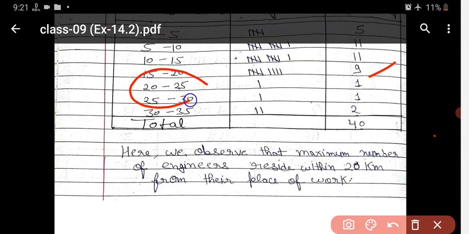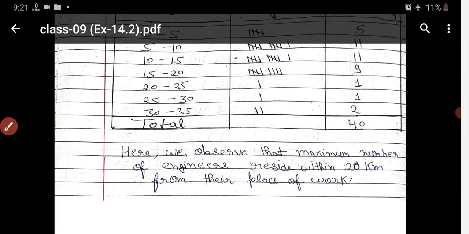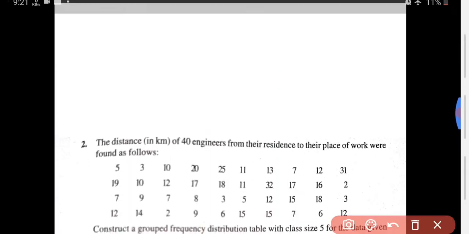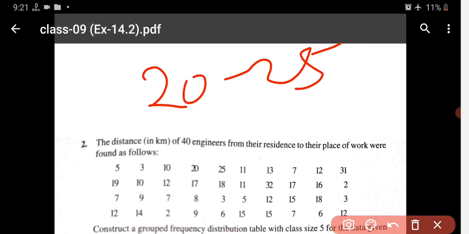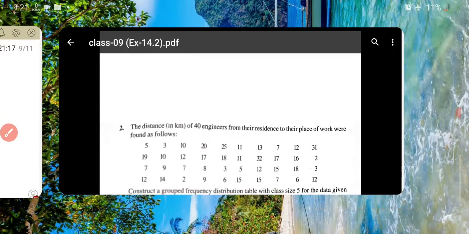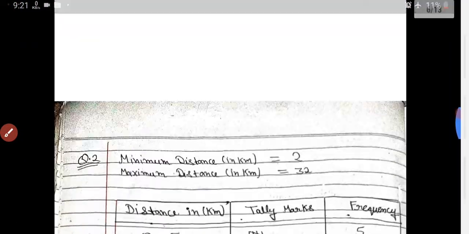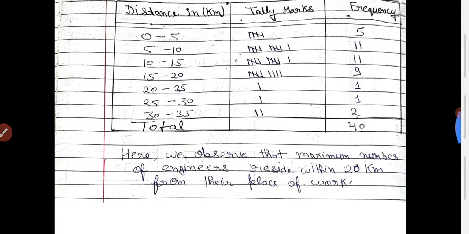Now just see 20 to 25. Only one you get, 20 to 25. I'm writing here 20 to 25. Only one you get here. Only 25 will count in the next one. Only 20 you get here, only one value. That's why you have to write only one here. Okay, so like that you have to make a frequency distribution table.